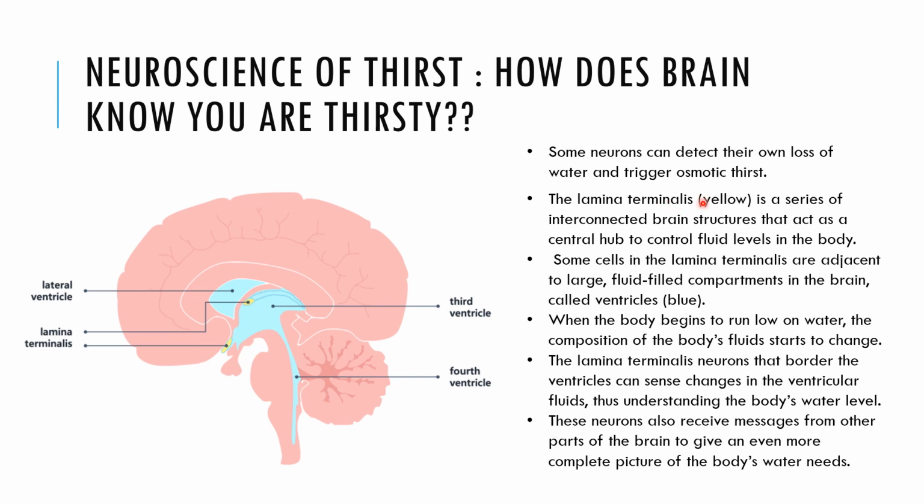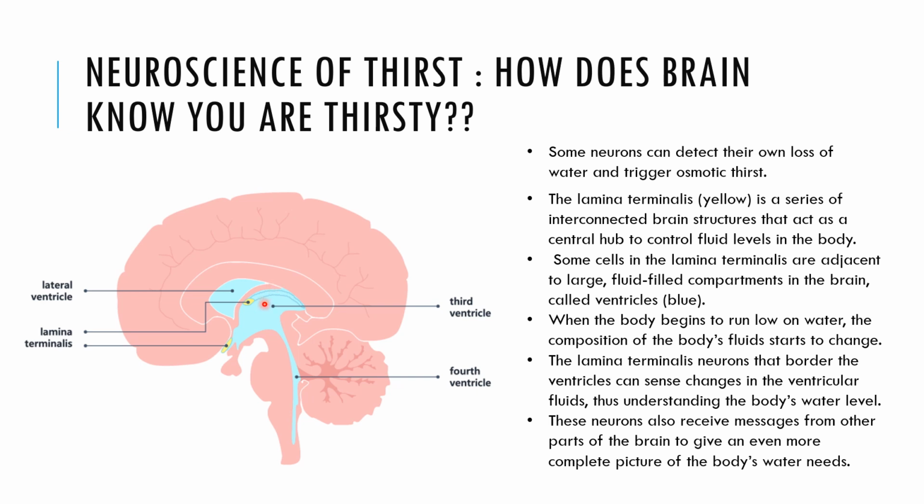This lamina terminalis, which is marked in yellow, is a series of interconnected brain structures, and it acts as a central hub which controls the fluid levels in the body. There are some cells in the lamina terminalis which are adjacent to the blue portion, that is the fluid-filled compartments, which are known as the ventricles.